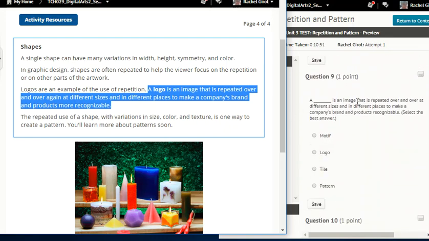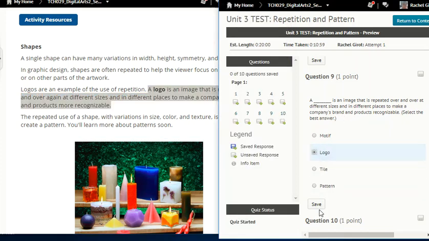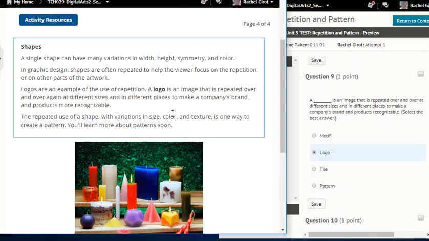A blank is an image that is repeated over and over at different sizes and different places to make a company's brand and products recognizable. Click Save. The repeated use of a shape with variations in size, color, and texture is one way to create a pattern. You'll learn more about patterns soon.